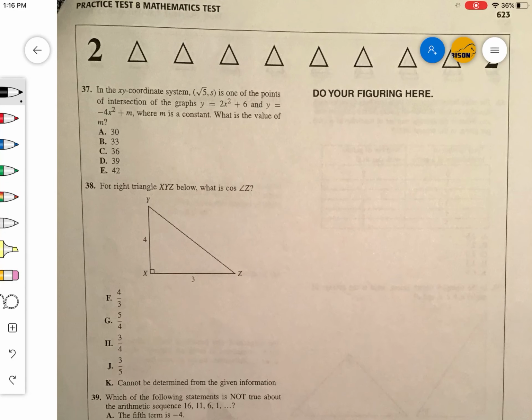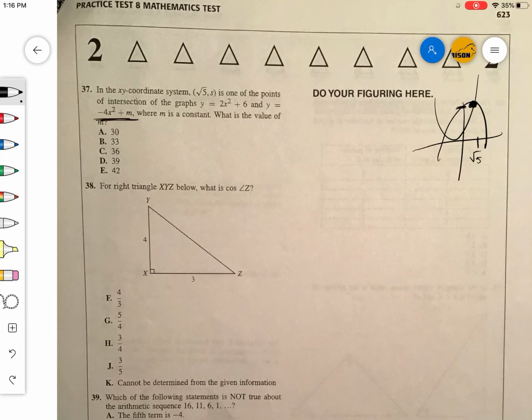Number 37. In the xy coordinate system, square root of 5 and s is one of the points of intersection of the graph of y equals 2x squared plus 6 and y equals negative 4x squared plus m. M is a constant. What is m? Okay, so here's what we've got going on. We've got two things. One of them's going to look like this. One of them's going to look like this. They cross at a spot, okay? We don't know the exact coordinates there, but we do know the x coordinate is square root of 5. So what I need to do is find what the y coordinate is.